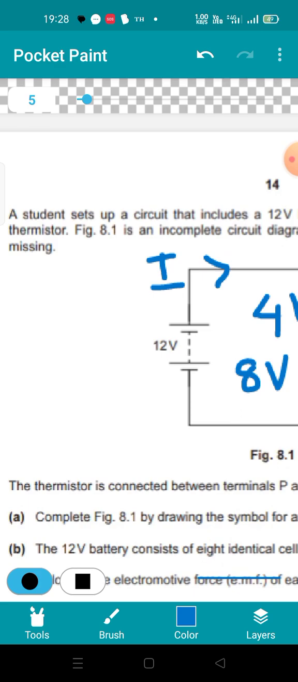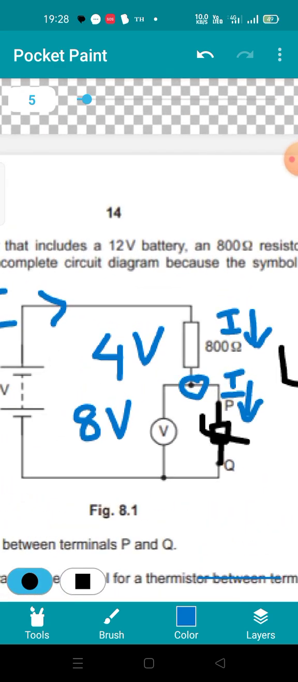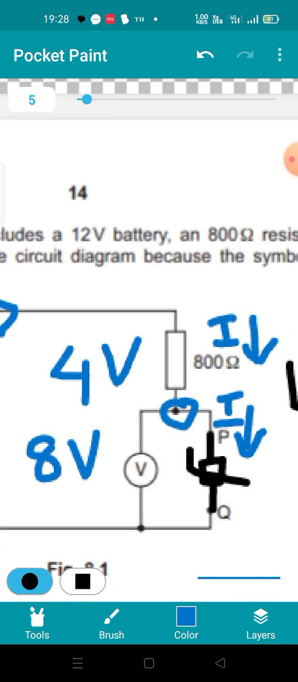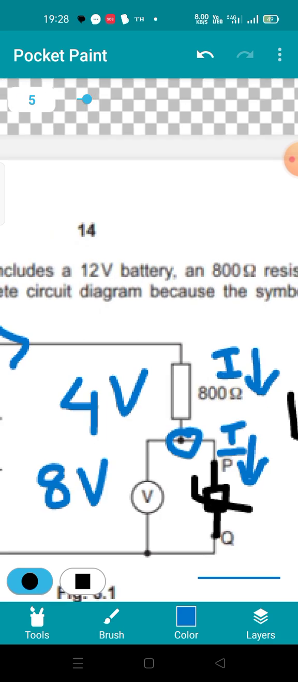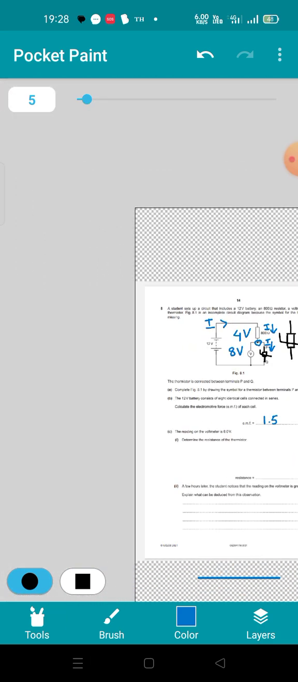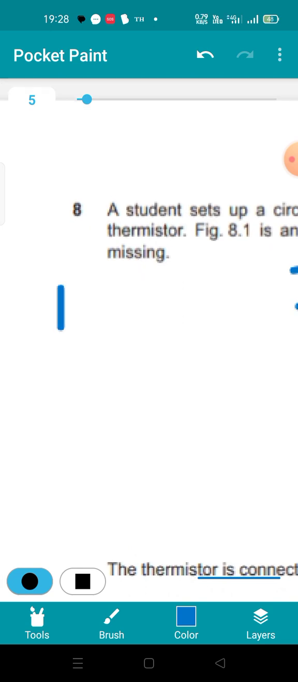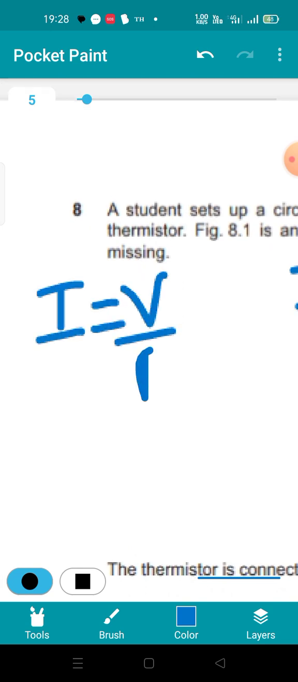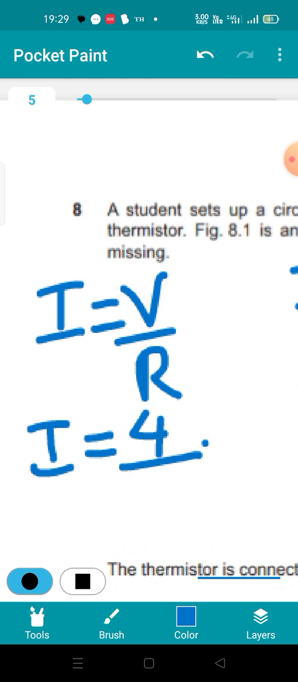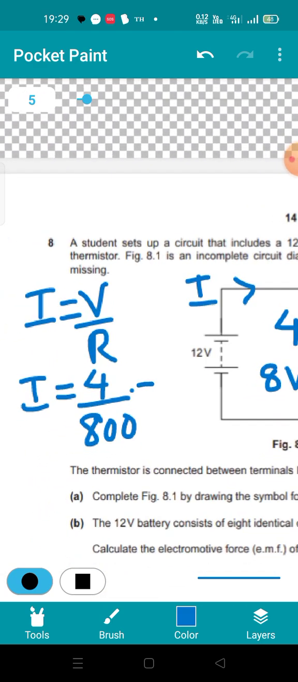calculate the current through the 800 ohm resistor. So we know the value of V, which is 4 volts, and we know the value of R, that is 800 ohms. We need to find out what is the value of I here. For that, let's use Ohm's law. So Ohm's law says I is equal to V by R. Now I is equal to V, which is 4, divided by R, which is 800. It is the resistance of the resistor. Now if you simplify this, you will get 1 by 200 amperes. We will get the current through the 800 ohm resistor as 1 by 200 amperes.